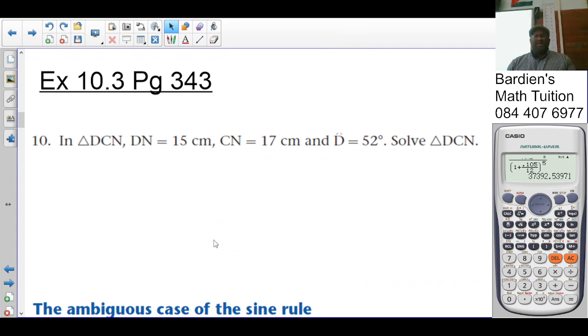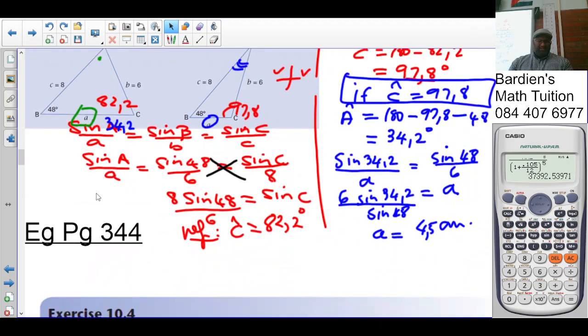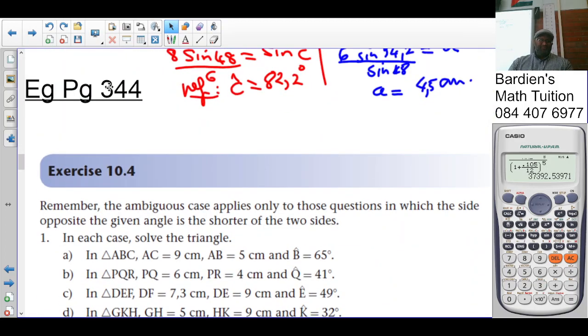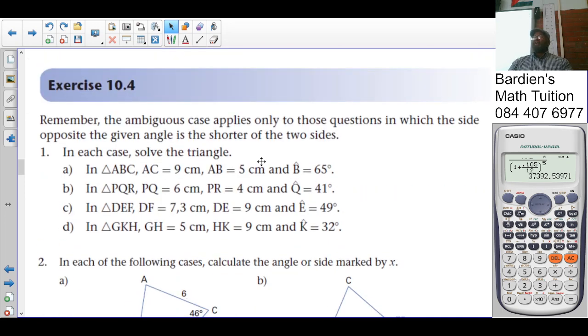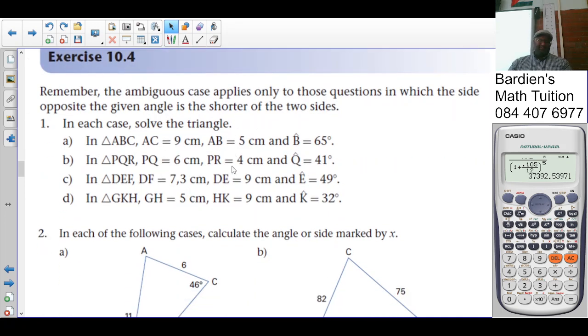Now the ambiguous case is applicable when it is given that the shorter side is opposite the given angle. That will result in you doing 2 calculations for the given angle. The angle can either be obtuse or acute. Acute means it's in the first quadrant, obtuse means it's in the second quadrant. So let's look at the ambiguous case. You have to do exercise 10.4. You have to do the whole exercise. Any issues with number 1?